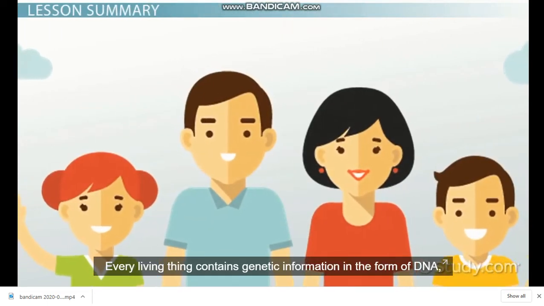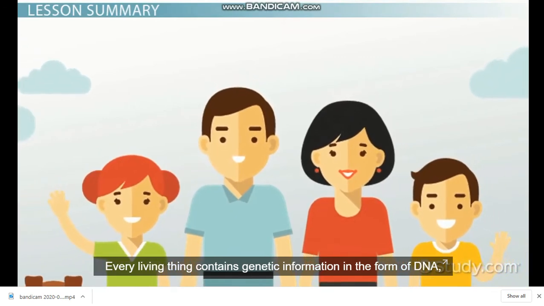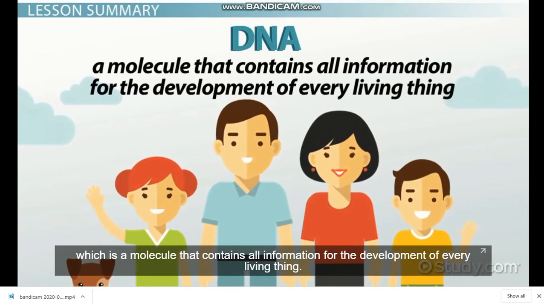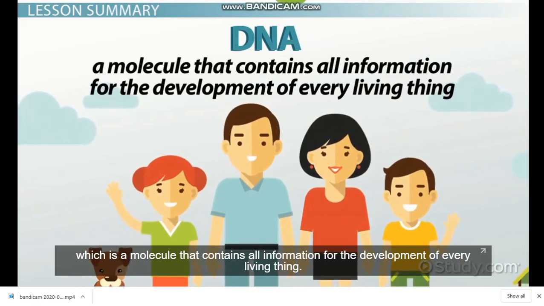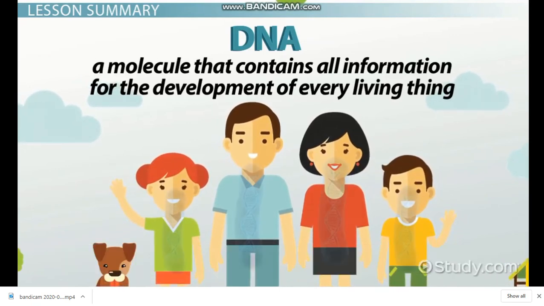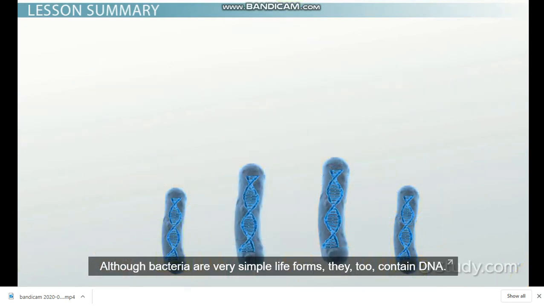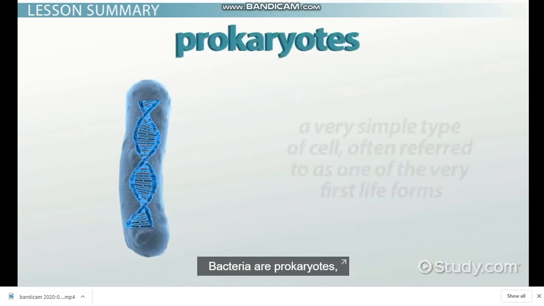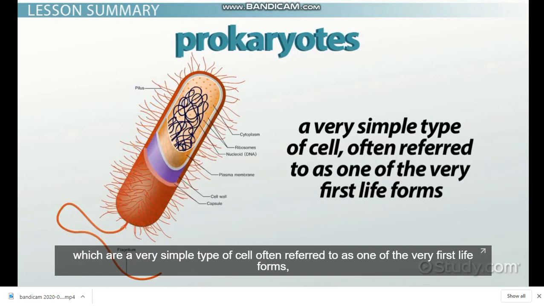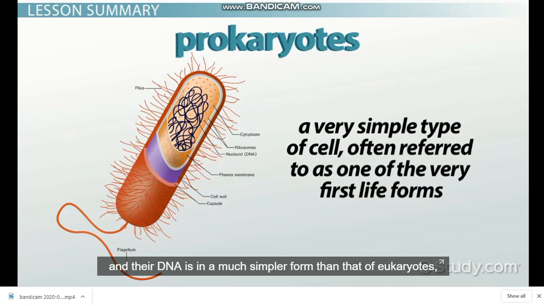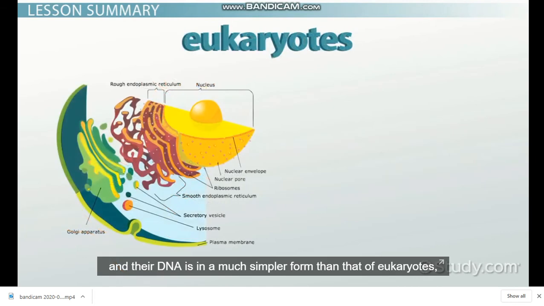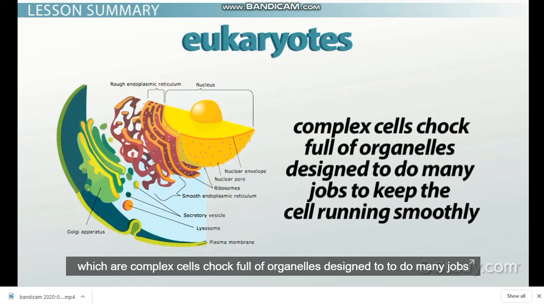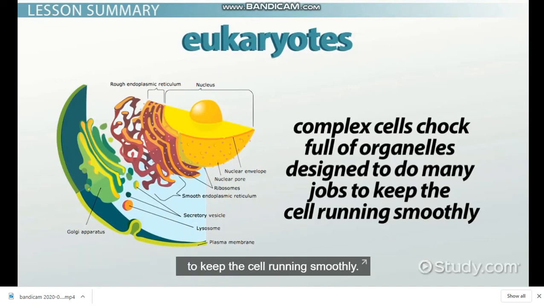Every living thing contains genetic information in the form of DNA, which is a molecule that contains all information for the development of every living thing. Although bacteria are very simple life forms, they too contain DNA. Bacteria are prokaryotes, which are a very simple type of cell, often referred to as one of the very first life forms. And their DNA is in a much simpler form than that of eukaryotes, which are complex cells chock full of organelles designed to do many jobs to keep the cell running smoothly.